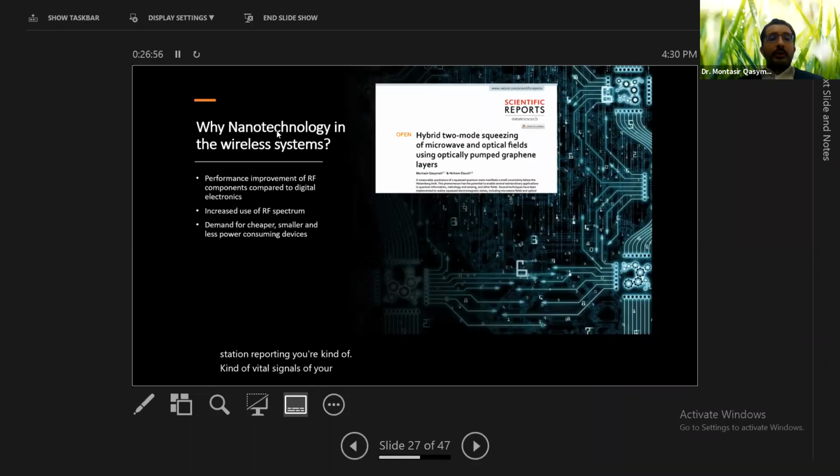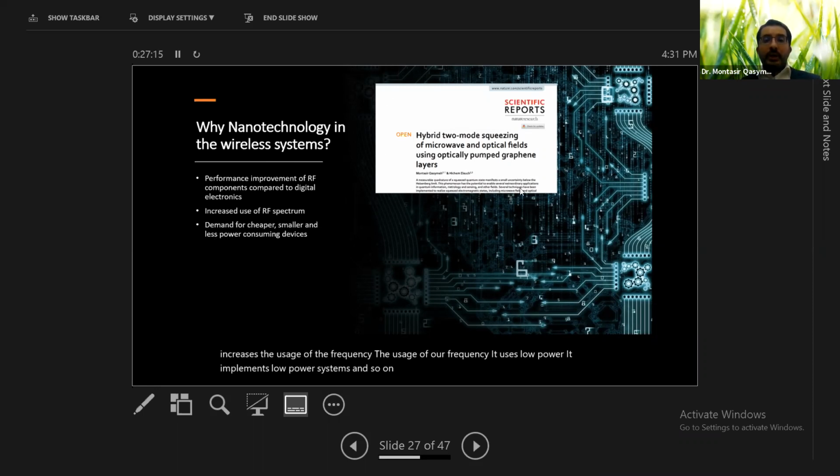Now, nanotechnology in wireless communication systems enables many applications. It improves the radio frequency components and the radiation. It increases the usage of RF frequency. It implements low power systems and so on and so forth.